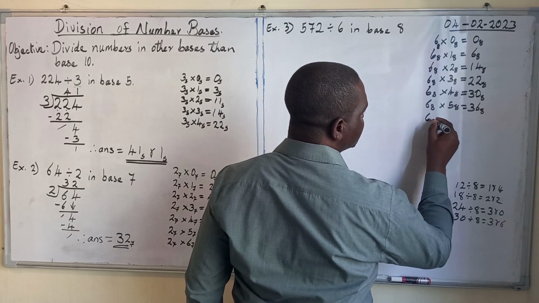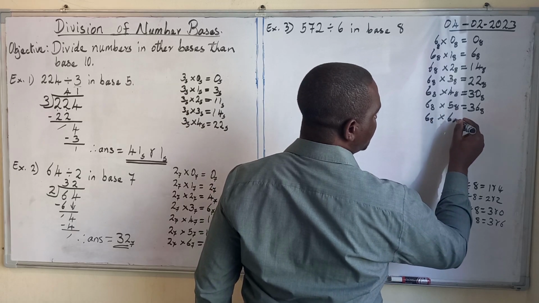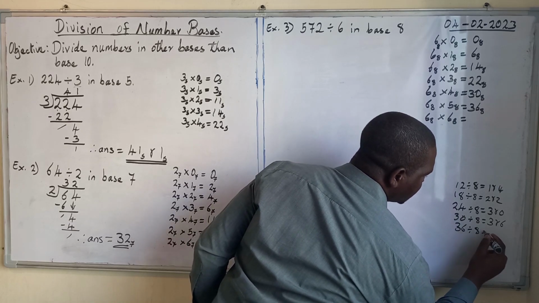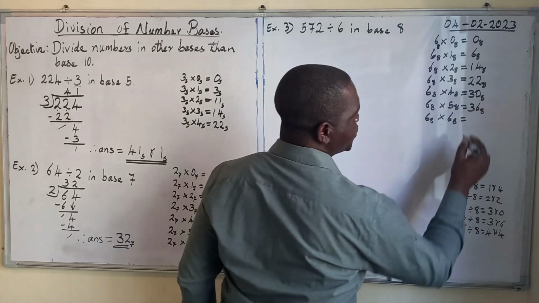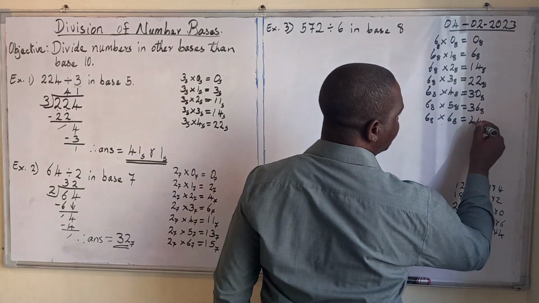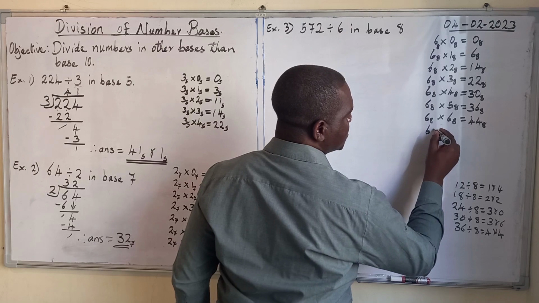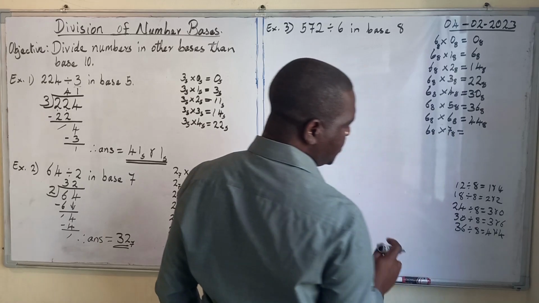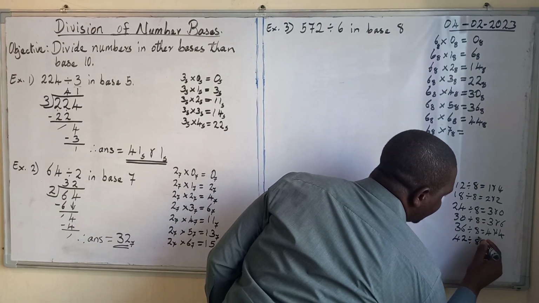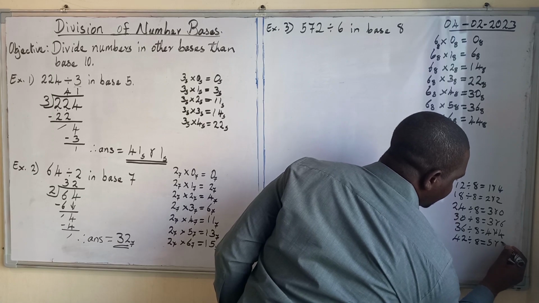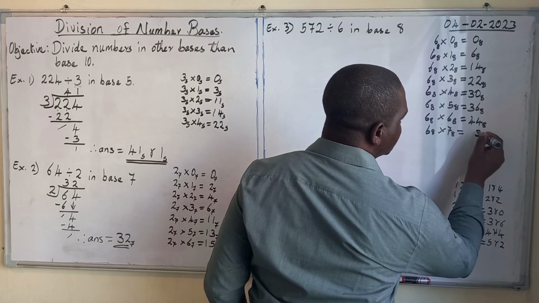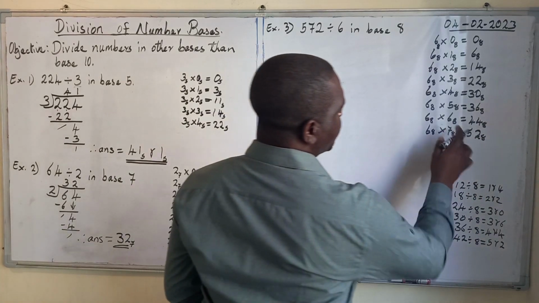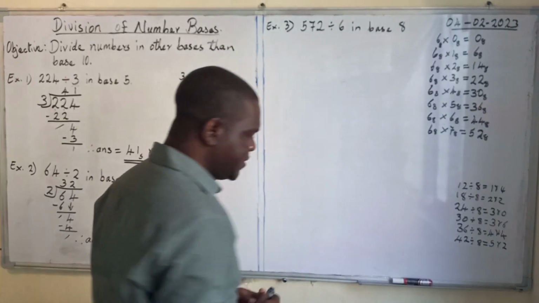The next is 6 base 8 times 6 base 8 is equal to 6 times 6, 36 divided by 8 is equal to 4 remainder 4. So here our answer will be 44 in base 8. 6 base 8 times 7 in base 8 is equal to 6 times 7 is 42. 42 divided by 8 will be equal to 5 remainder 2. So the answer here will be 2 first, then 5, that is 52 in base 8. So we're going to end at this level and do our division now.